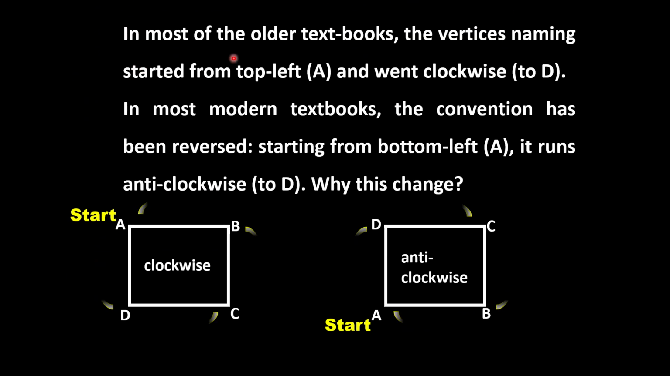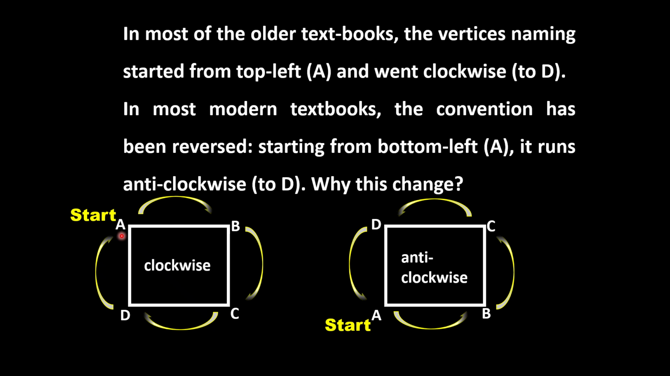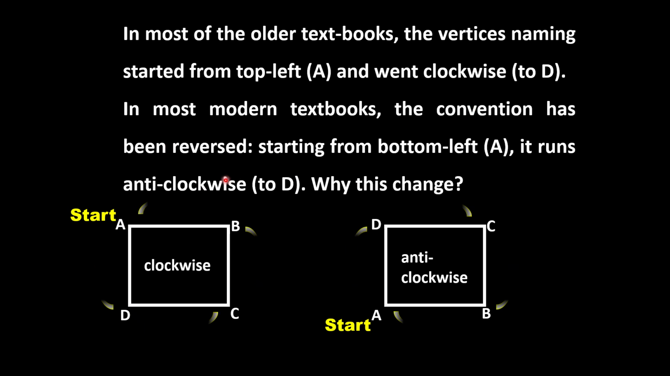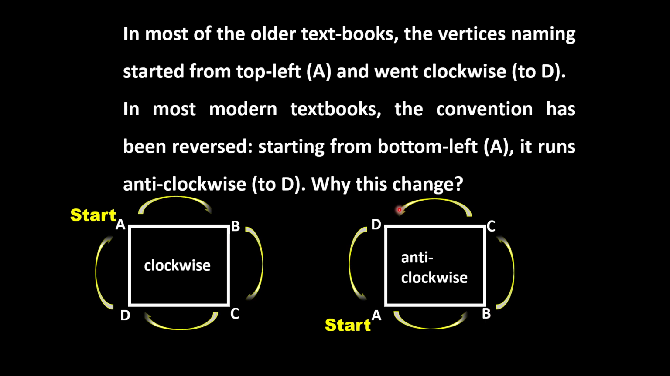In most of the older textbooks, the vertices naming started from the top left and went clockwise A, B, C, D. Starting was top left and clockwise A to B, B to C, C to D. In most modern textbooks, the convention has been reversed. They start from the bottom left, see A here, bottom left, and they move anti-clockwise, not clockwise, A to B, B to C, C to D.